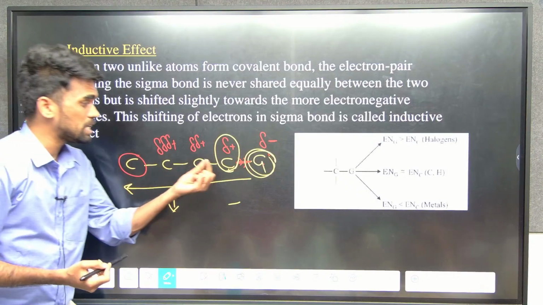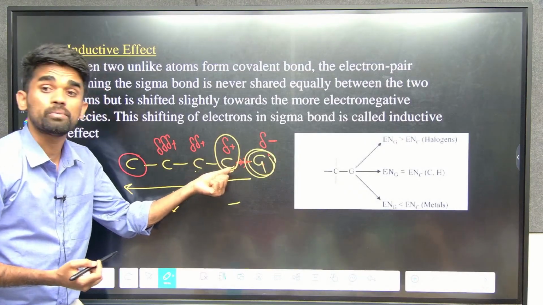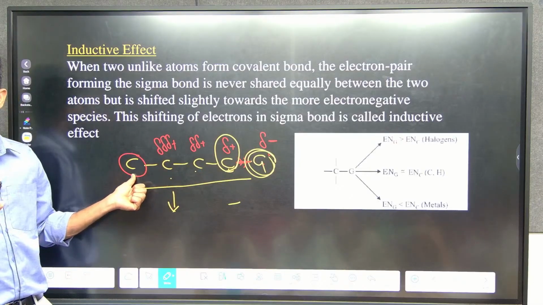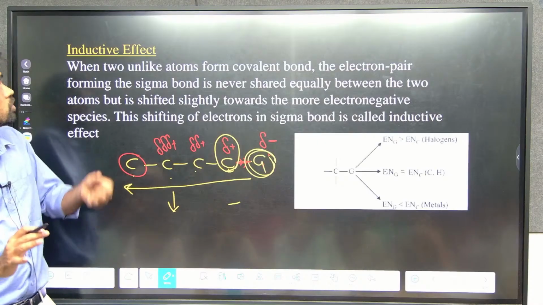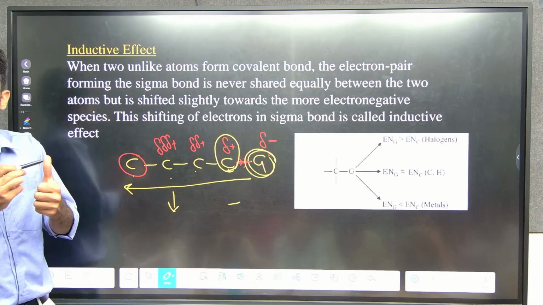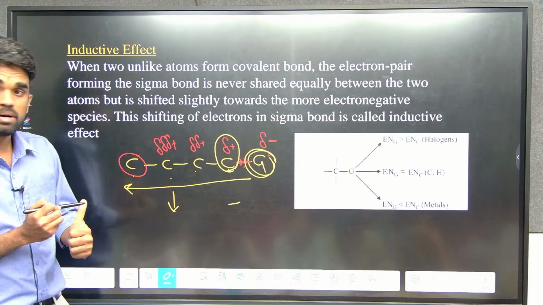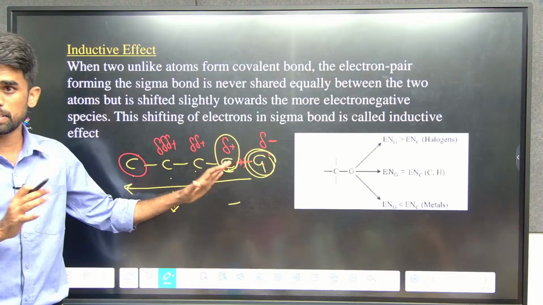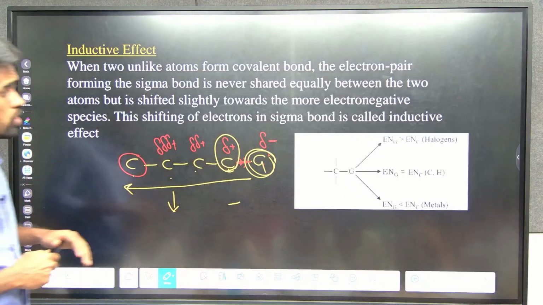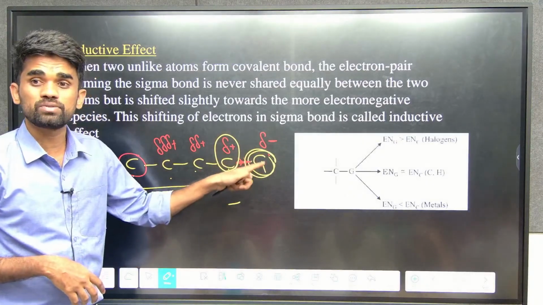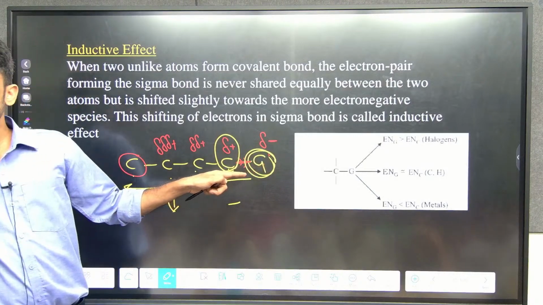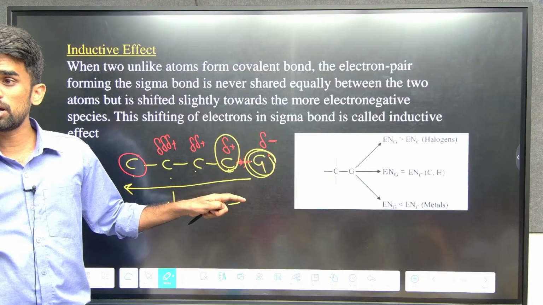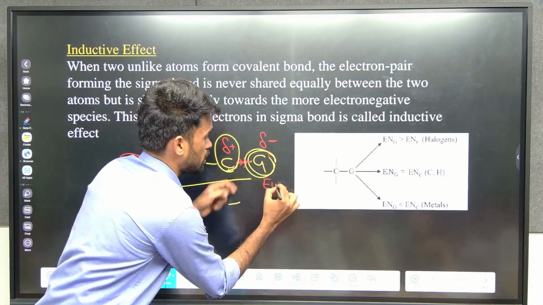Now, inductive effect works up to how many carbons? The first 3 carbons. The 4th carbon is almost negligible. So the inductive effect is a distance dependent effect. It works effectively up to the first 3 carbons and more on the first carbon. Okay, that's it. So the group I told you about, you should call it an electron withdrawing group.